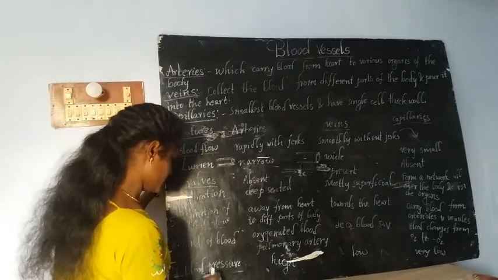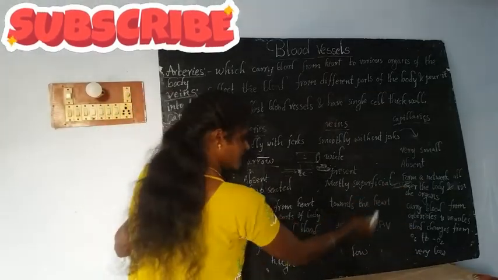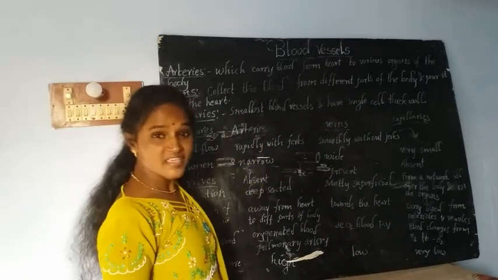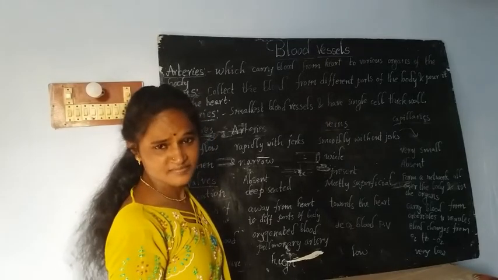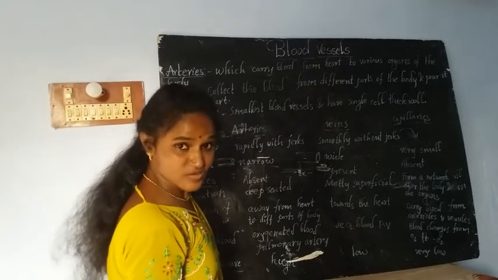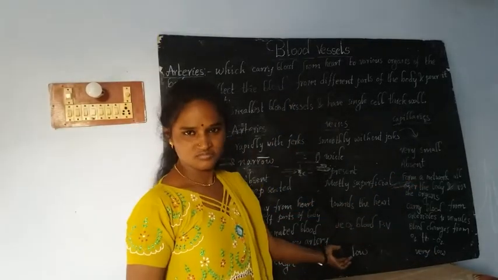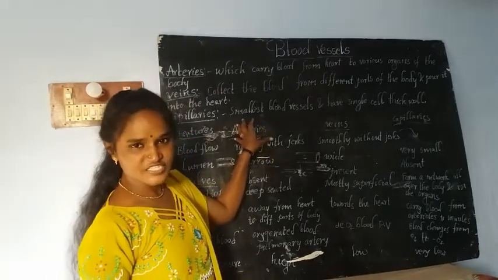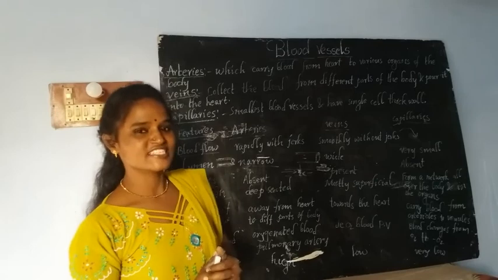Then see here, children, blood pressure is very high in the arteries, in the veins it is low, and in the capillaries it is very low. Why? Here the blood needs to spend more time for exchanging of gases and different materials. That's why the pressure is very low here. This is about the major differences between arteries, veins and capillaries. I think you understand well.